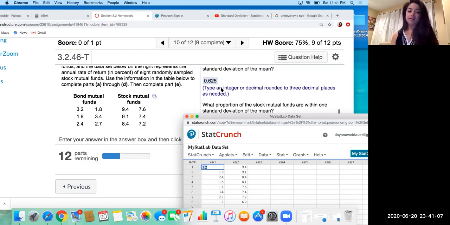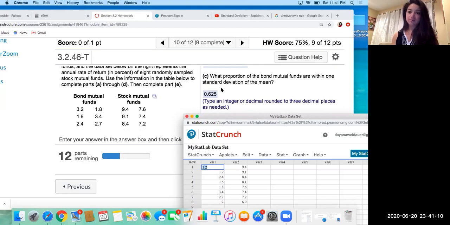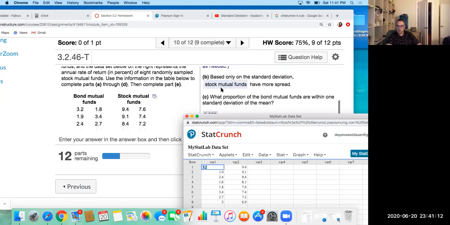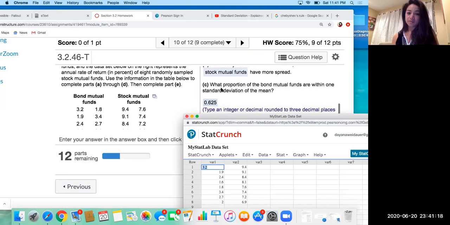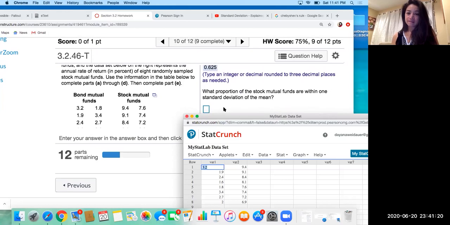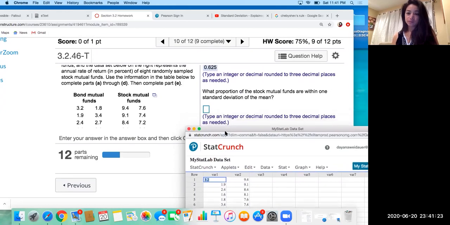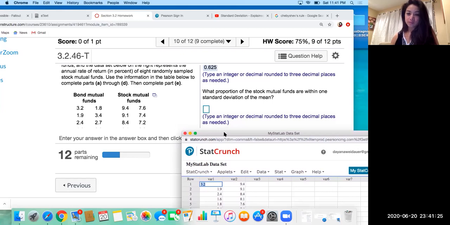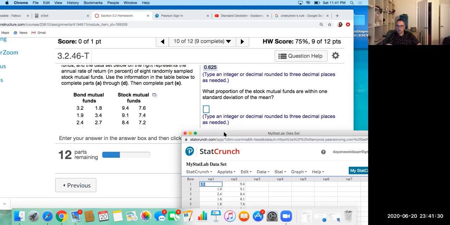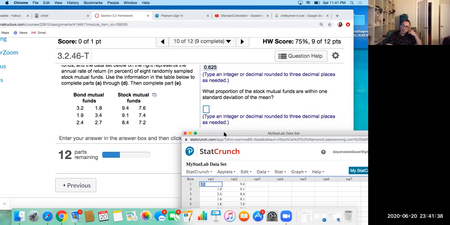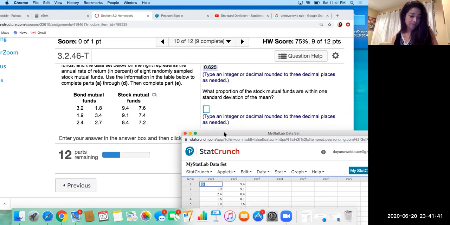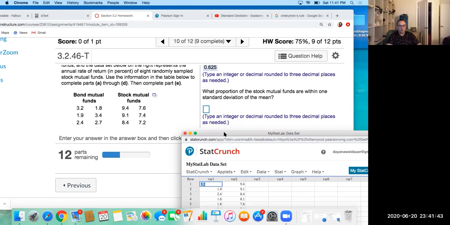Why do I feel lost again? Because it's hard. Spread. Okay. I'm lost again. Yeah, within one standard deviation is, we just did this. Yeah, you add and subtract the standard deviation from the mean. I add and subtract the standard deviation from the mean. Okay.